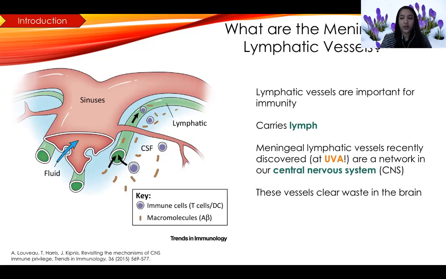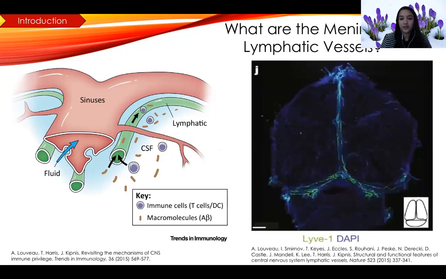Immune cells and wastes are drained through the lymphatic vessels from the brain, as shown on the figure on the left, through the green lymphatic vessels. Here is an image of lymphatic vessels stained in green, showing their placement on the skull from the back.